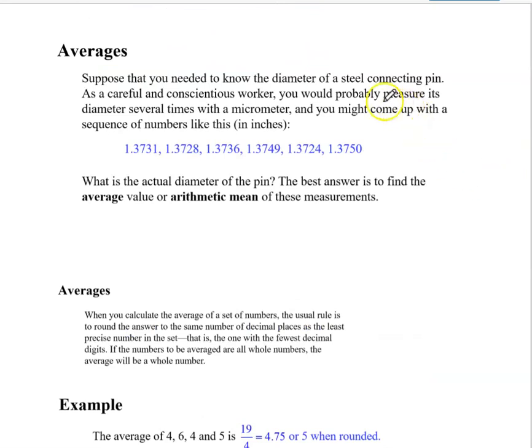So suppose you need to find the average, to know the diameter of a steel connecting pin. As a careful and conscientious worker, you would probably measure its diameter several times with a micrometer. And when you're measuring with a micrometer, you're getting something that is very, very small, so your eye may not be able to see correctly every single time. So they measured it several times and they came up with these numbers, and so they want to find the average of this. So they would take all of the numbers and add them together.